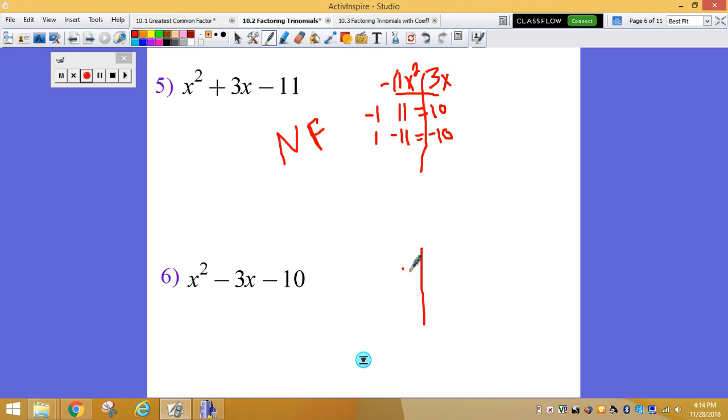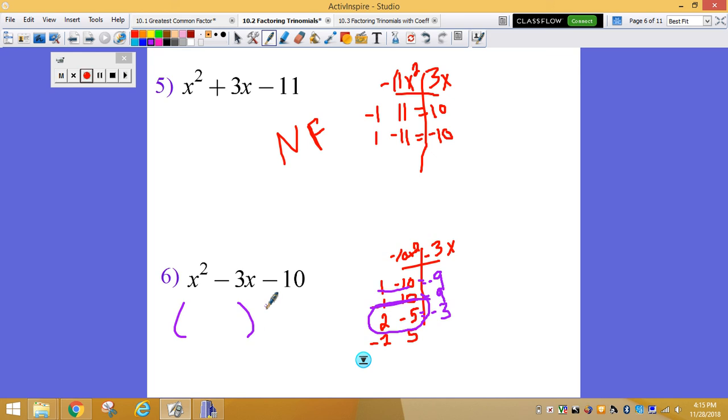Okay, let's do this one. First times last is negative 10x squared. Your middle term is negative 3x. So I could do 1 and negative 10 or negative 1 and 10. I could do 2 and negative 5 or negative 2 and 5. And that's it. So let's see if any of these will add to give me negative 3. Well, this is negative 9, so that doesn't work. This is positive 9, so that doesn't work. This is negative 3, so this is what I'm going to use.